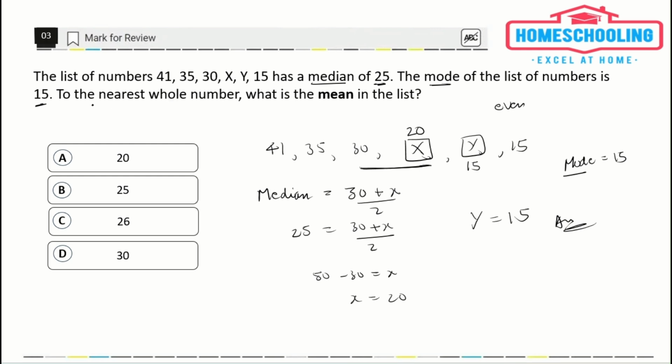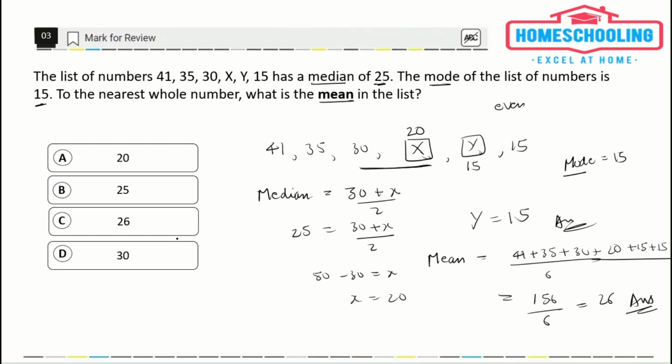Now we have to find, to the nearest whole number, what is the mean. Mean is the sum of all the numbers divided by the total, which is 6 numbers, so divided by 6. So 41 plus 35 plus 30, x is 20, plus 20, y is 15, plus 15. So this is 156 divided by 6, which is 26. So this is your answer. So option C, 26, is your correct answer.